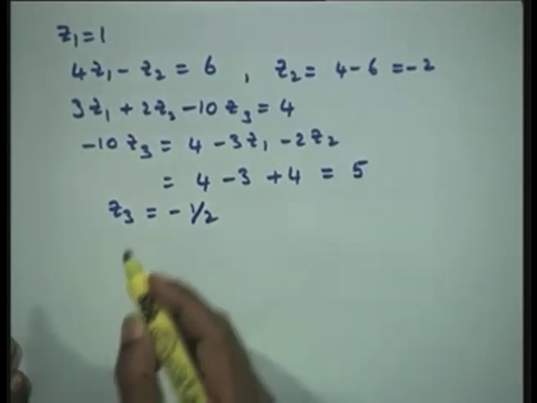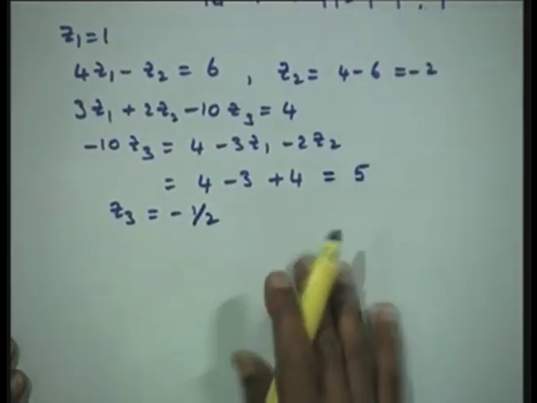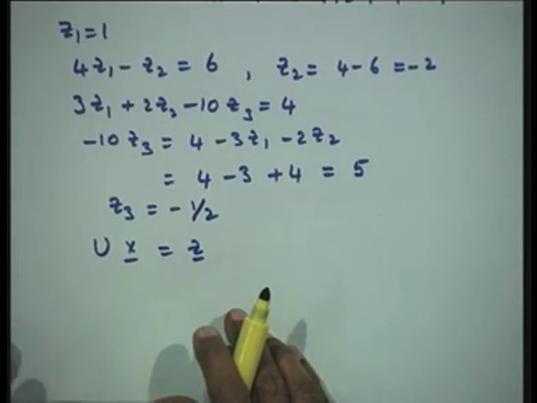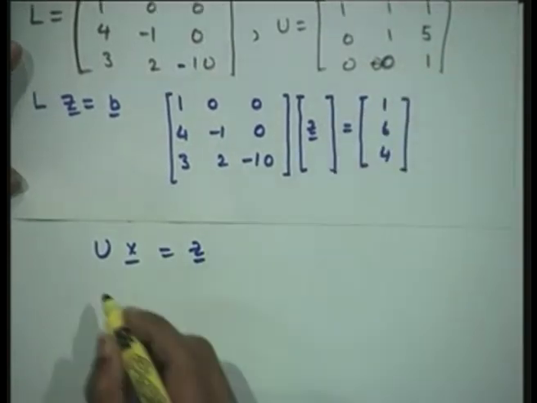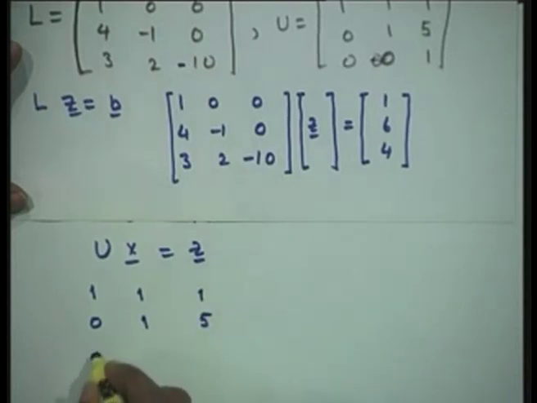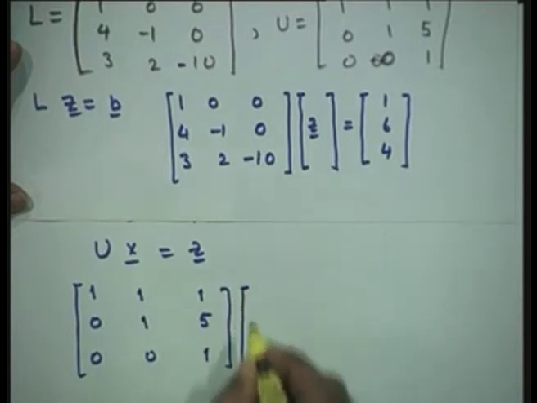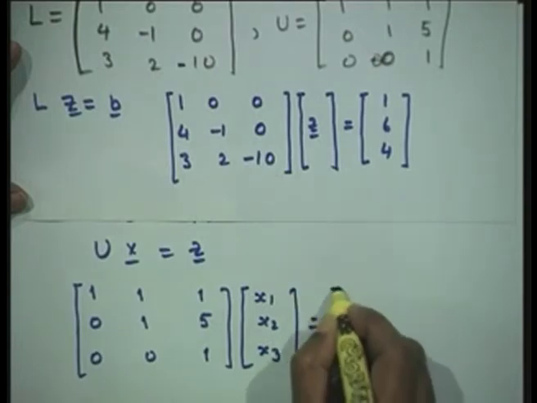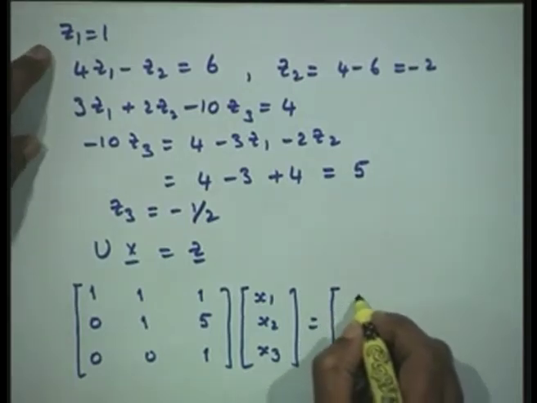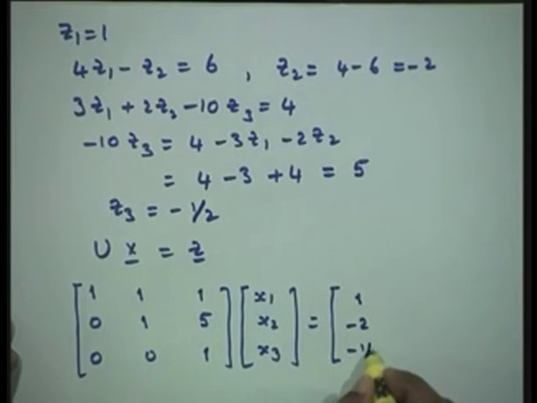Now, the second step is you have solved Lz is equal to B. Now, the solution comes from Ux is equal to Z, where our U is this matrix that we have just obtained. So, that is your 1 1 1, 0 1 5, 0 0 1, and the variables are x1 x2 x3, and the value of z that we have obtained, that is 1 minus 2 minus half.